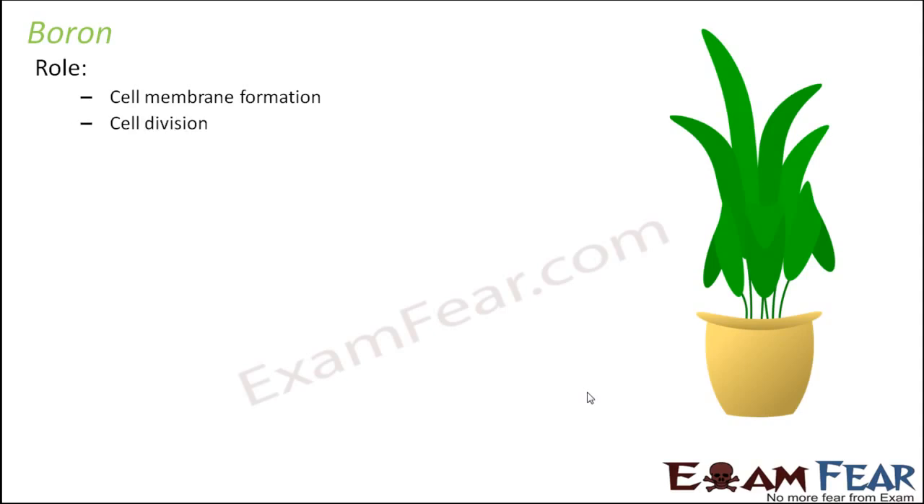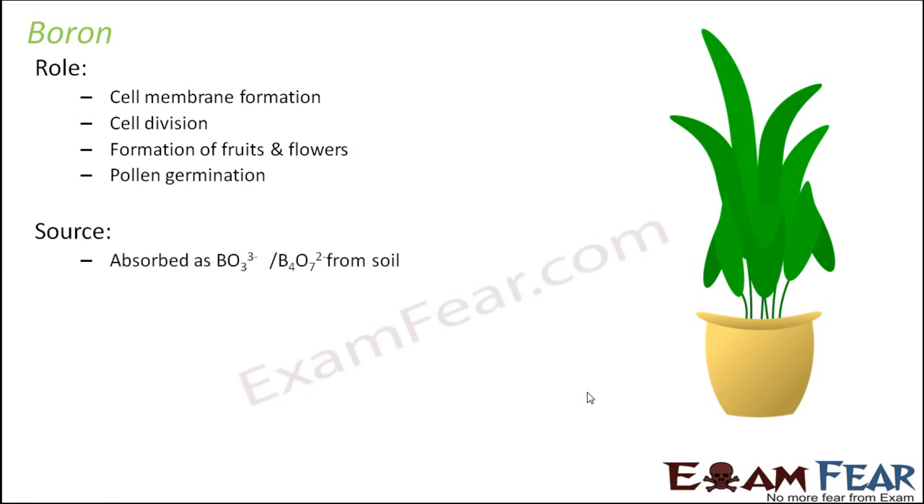It also participates in cell division, which is a crucial function of a plant. It also participates in the formation of fruits and flowers, that is, forming the reproductive structures. That is also very crucial for a plant. So it participates in a lot of important functions. It helps in pollen germination. Source of boron: it is absorbed as the borate ion, or B4O7 2-. These are the two forms in which boron is absorbed from the soil.